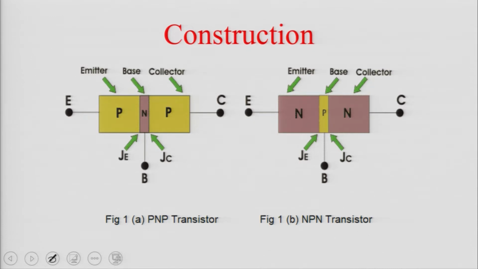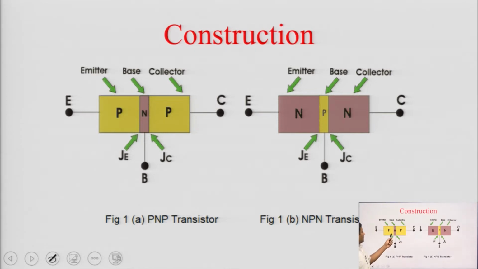Now the construction of the bipolar junction transistor is shown here: NPN transistor and PNP transistor. This is a 3 layer, 2 junction semiconductor device. The question arises, why is it called bipolar? It is called bipolar because the conduction in this transistor exists due to both types of charge carrier, that is majority charge carrier as well as minority charge carrier. So it is called bipolar junction transistor.